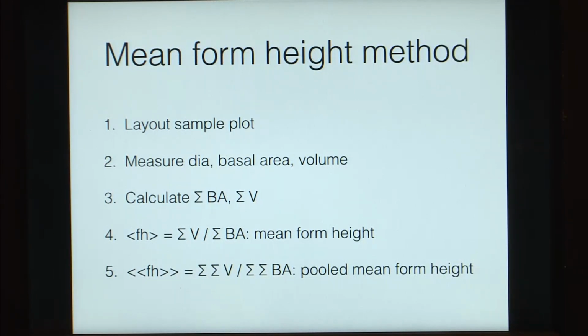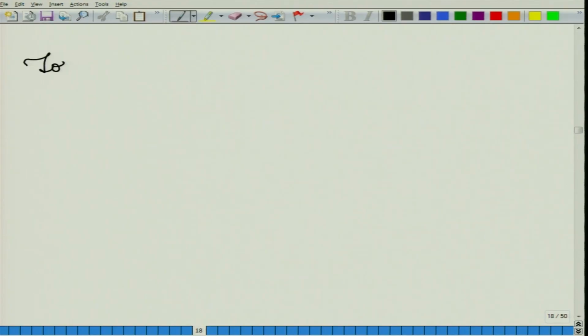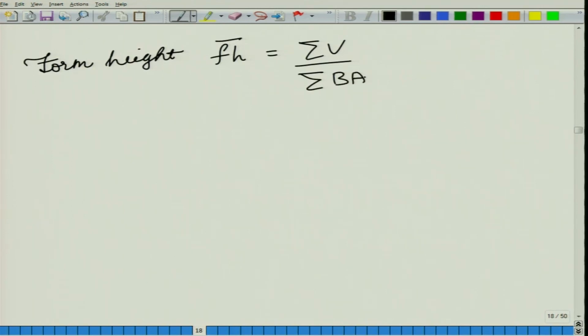Now, what is the form height? Form height is defined like this. We have form height or FH averaged out. This is the mean form height. It is given by the sum of the volumes of all the trees divided by the sum of the basal areas of all the trees. Essentially, you can say that form height is the height of the tree multiplied by the form factor, but then we can also write it as the sum of the volumes divided by the sum of the basal areas.